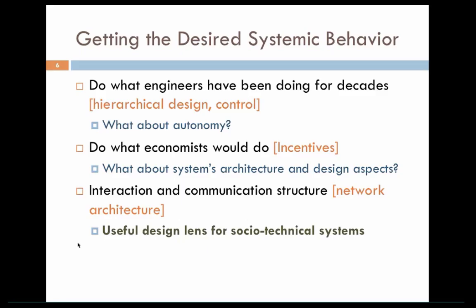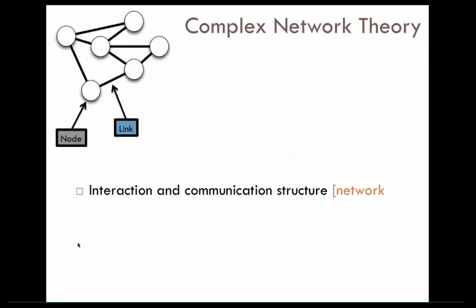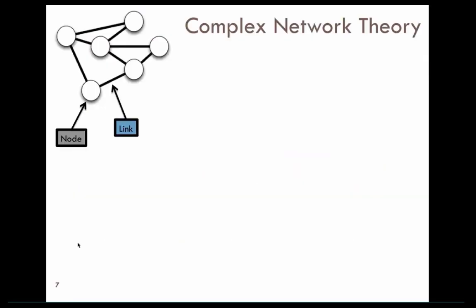So the goal there is to design the structure of interaction in the network in such a way that over time we get the desired behavior that we want in our system. And that's the topic that we want to discuss today. So now moving to slide 7.